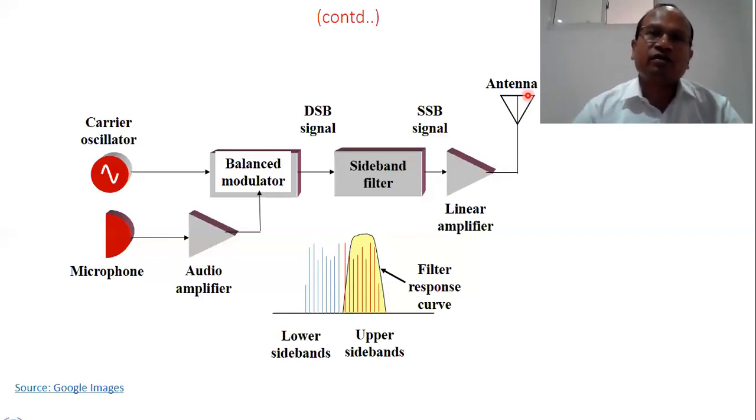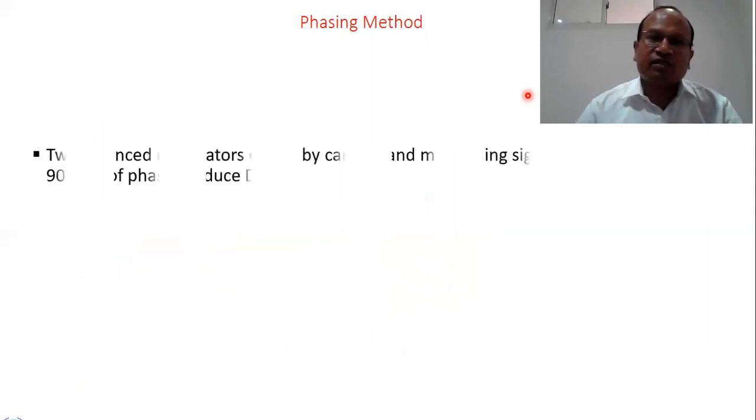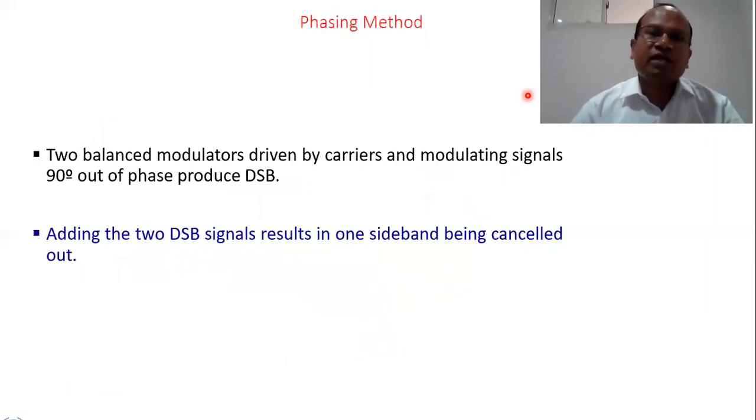So this is how it works. All right. So this is the method called the filtering method. The next method is the phasing method. We use the phasor method.